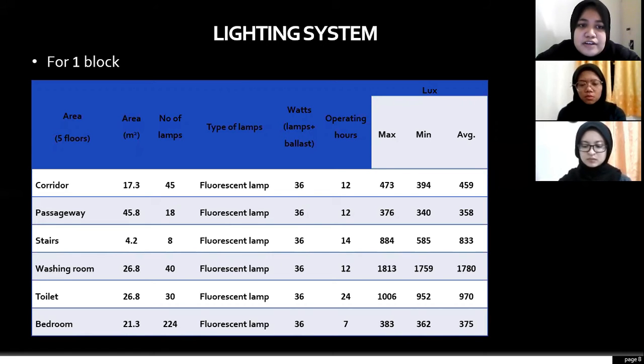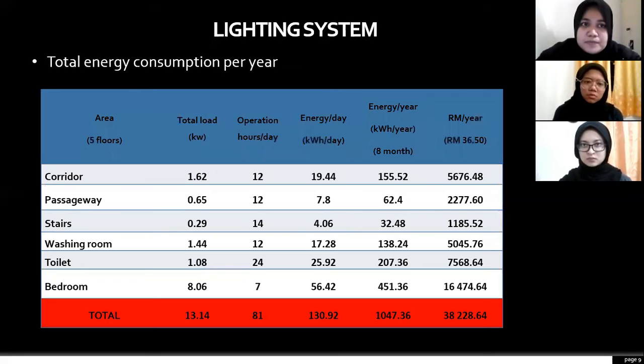For washing room, there are 40 lamps. The area is 26.8 meters square, and the lux meter is 1,780. Toilet has 26.8 meters square, number of lamps is 30. The average is 970. And lastly, for the bedroom, where the student sleeps, the area is 21.3 meters square. Number of lamps is 224 and the average lux meter is 375.